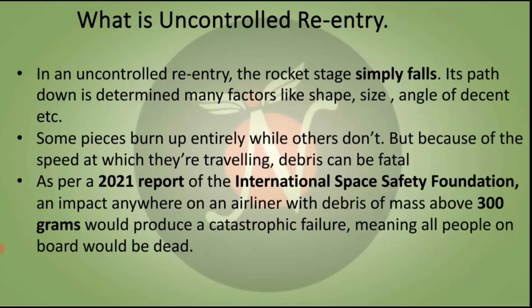Then what is an uncontrolled re-entry? In an uncontrolled re-entry, the rocket stage simply falls. Its path down is determined by many factors like shape, size, angle of descent, etc. Some pieces burn up entirely while others don't. But because of the speed at which they are traveling, debris can be very fatal. As per a 2021 report of the International Space Safety Foundation, an impact anywhere on an airliner with debris of mass above 300 grams would produce a catastrophic failure, meaning all people on board would be dead.